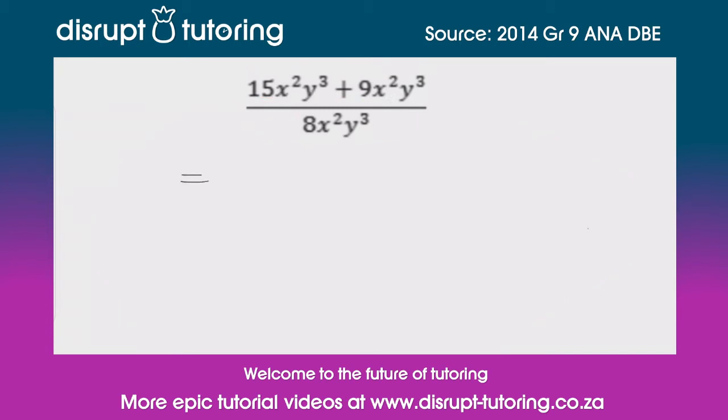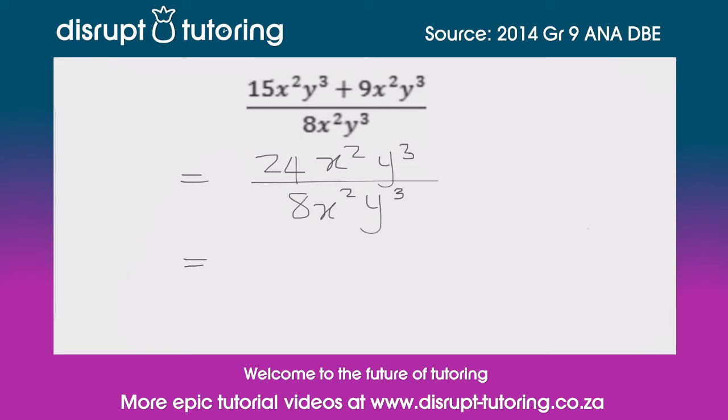So the first thing we're going to do here is simplify the numerator, and that is simply going 15 plus 9, which is going to be 24, and then obviously our variable remains the same. Okay, so x squared y cubed, and that is still over our 8x squared y cubed.